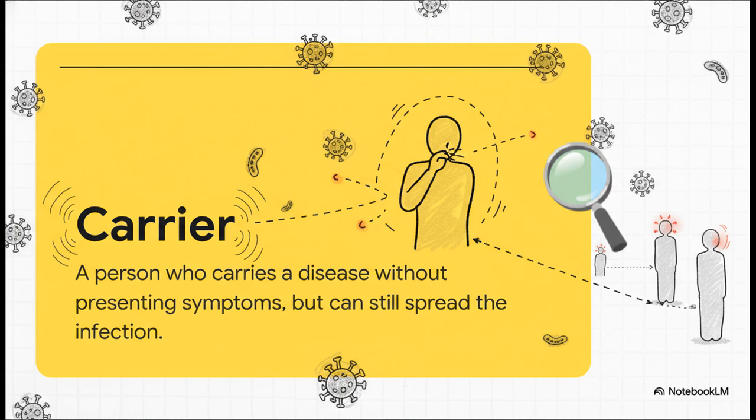This is someone who's infected, they're contagious, but they don't even look sick. They might have no symptoms at all. These are the infamous silent spreaders, walking around keeping the disease going while no one has a clue.